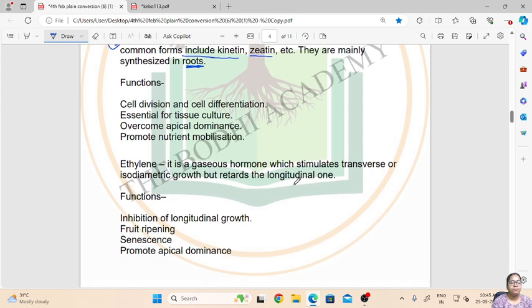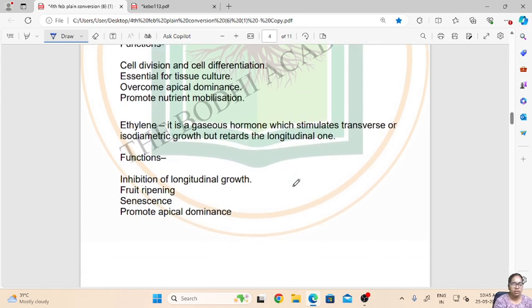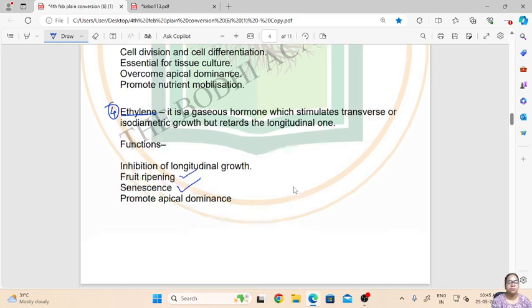Then comes the fourth type of growth regulator hormone, that is ethylene. Ethylene is a gaseous hormone which stimulates transverse or isodiametric growth but restrains the longitudinal one. So it is helping in what? It is helping in inhibition of longitudinal growth. It helps in fruit ripening, senescence, and promotes apical dormancy. So the main function of ethylene is fruit ripening and senescence.